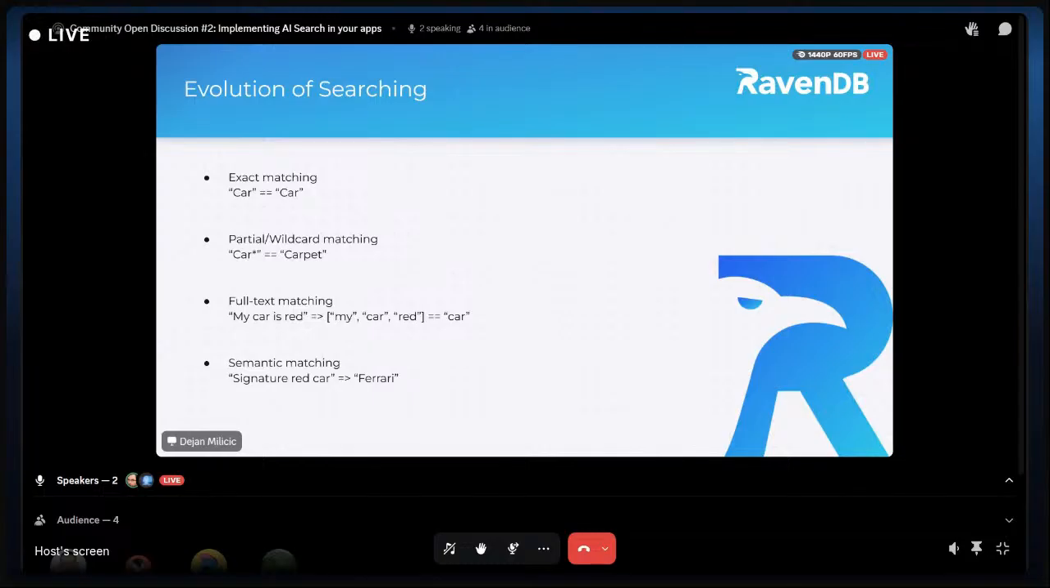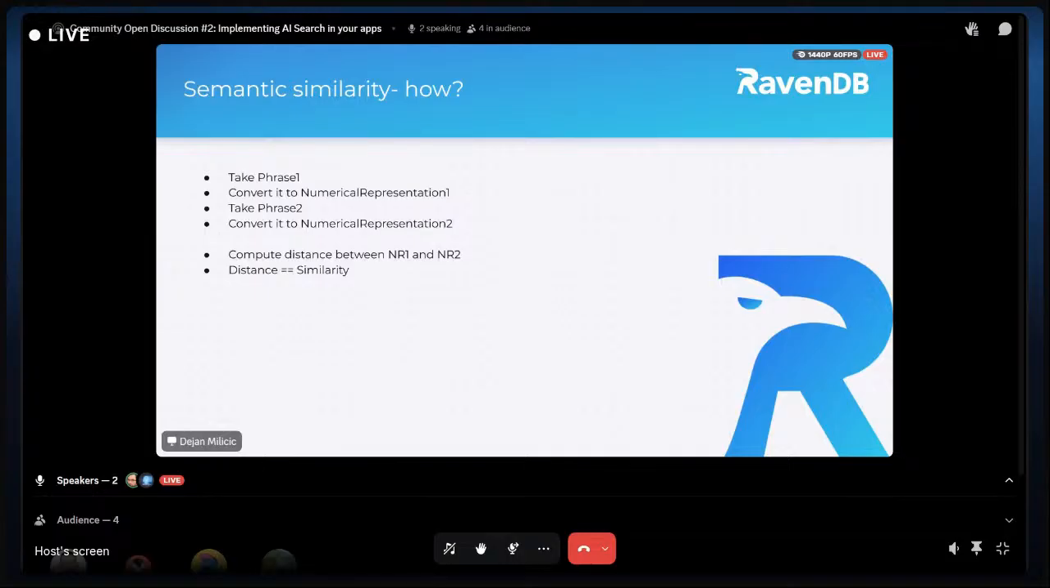To return Ferrari for the input term "signature red car", you could almost say some understanding is needed. We are now expecting a computer or algorithm or machine to understand what we mean by "signature red car". And this is quite interesting, because even a small kid would understand something like this, but it's rather challenging to train computers to start returning results this good.